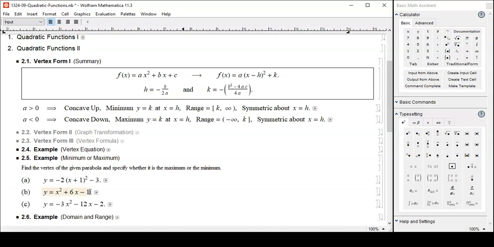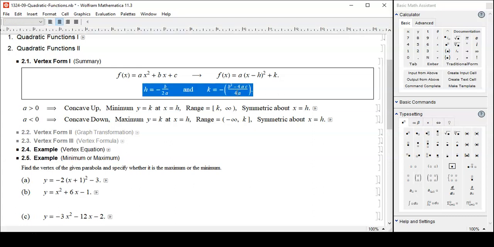Now let's go to this problem. This one is far more challenging because we do not have the vertex form. It's based upon the general form. But then again, we know how to get the vertex form from the general form through these two formulae. Shall we go ahead and use these formulae to find the vertex? Shall we? Okay, let's go ahead and do that.